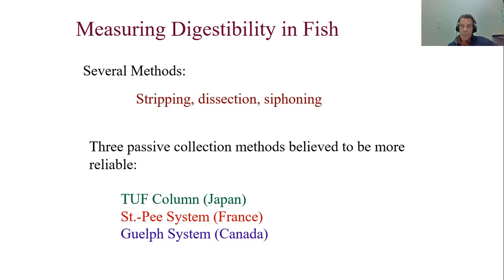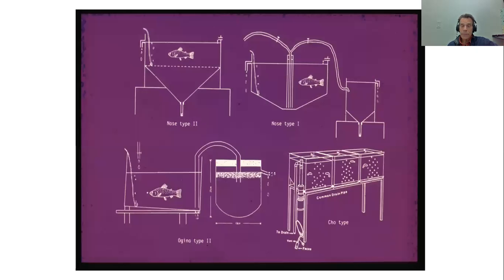The three systems come in three families: the Tokyo University column from Japan, the Senpei system from France, and the Guelph system from Canada, from my university, the University of Guelph in Canada. I show a slide here of a few systems. The Japanese have been working for several decades on digestibility, this evolution of different systems with the Nose system.